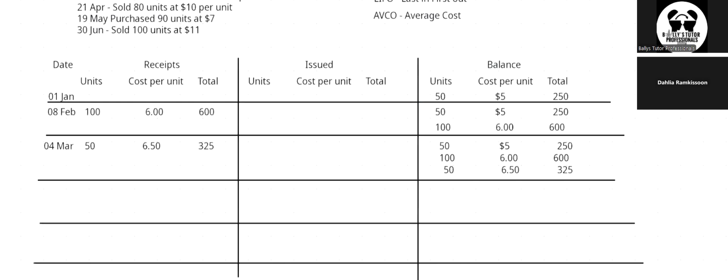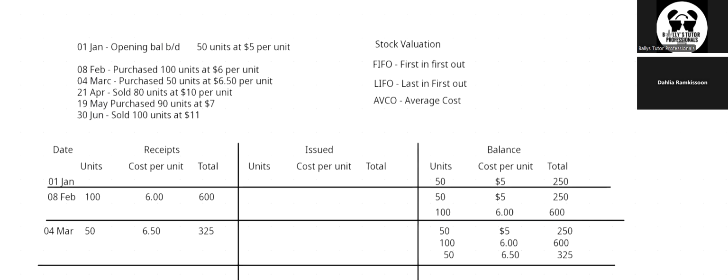You start off with your opening balance, 50 units at $5 per unit. First of Jan balance, 50 units at $5 per unit, 250. Just like before, right? You purchase 100 units at $6 per unit. You record that on the receipts. So now your balance is the 50 units you had before, plus the 100 units you just purchased.